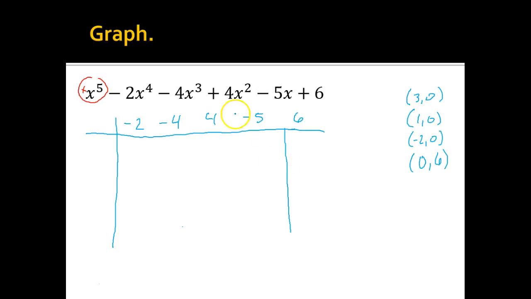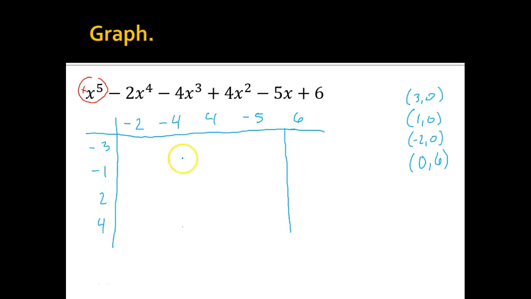So we don't have x equals -3. We don't have x equals -1. We have x equals 0, 1. We don't have x equals 2. And we might try x equals 4.